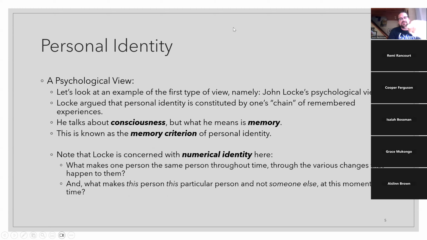Well, individual identity is what makes an individual the individual that they are. So, what makes me different from you? Lots of things, presumably, right? Like, I have a different body. I have a different set of memories, different life experiences, and so forth. Those are just some of the things that individuate us, that make us different from one another.